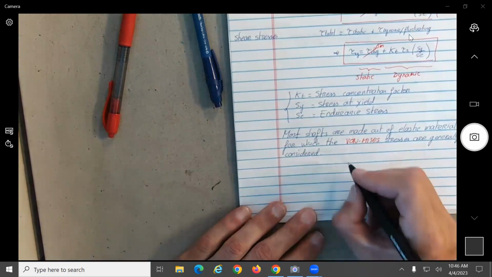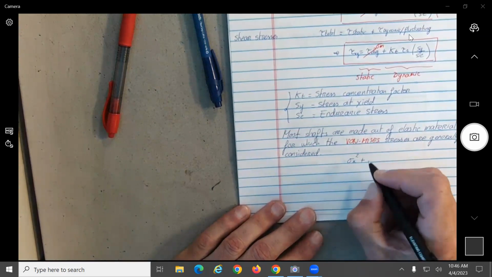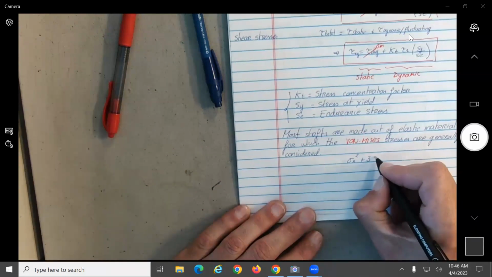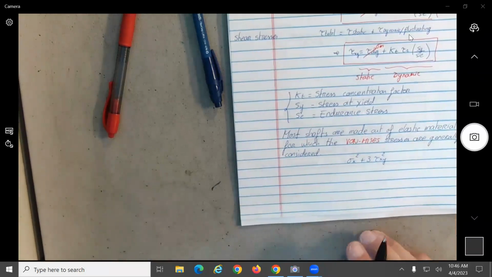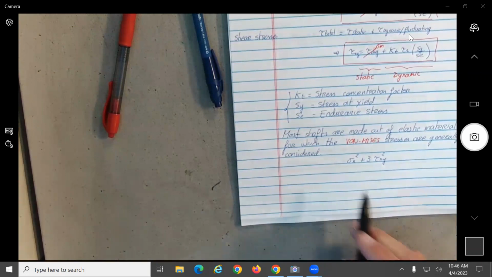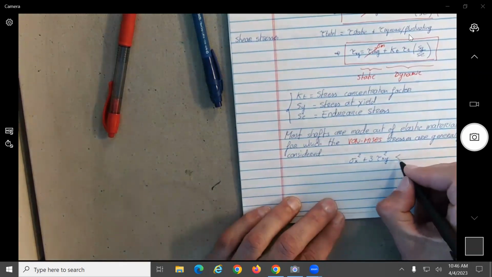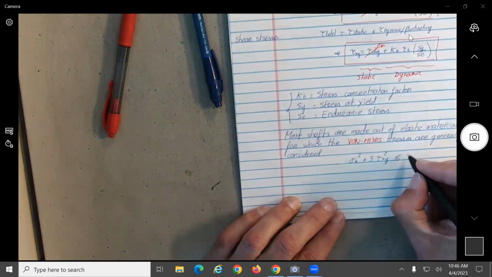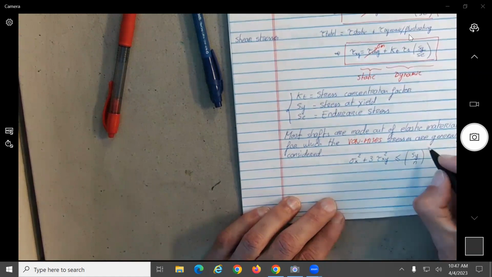Okay, so for the von Mises, it means that you have the square root of the bending stresses squared plus 3 times the shear stresses squared. I won't do the derivation because it takes too much time, but just take it. For the failure criteria, this should be lower than the yield stress divided by the safety factor n.